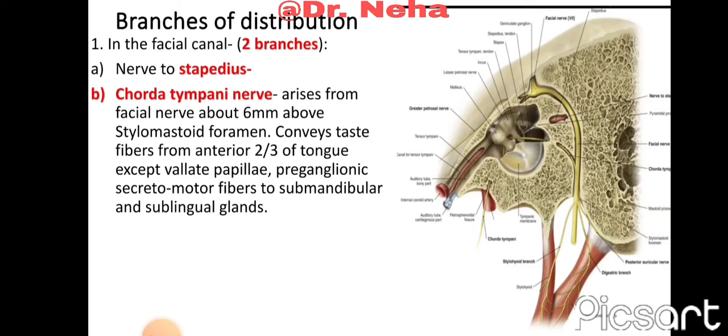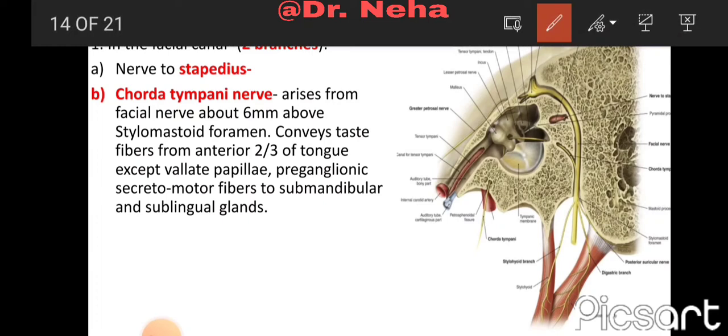Now the branches of distribution of the facial nerve. First, in the facial canal, it provides two branches. One is the nerve to stapedius, which supplies the stapedius muscle. Another is the chorda tympani nerve. The chorda tympani nerve arises from the facial nerve 6 mm above the stylomastoid foramen. So here we can see the origin of the chorda tympani nerve, which is lying 6 mm above the stylomastoid foramen.